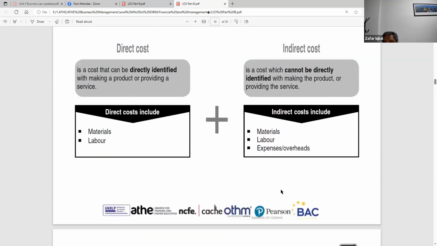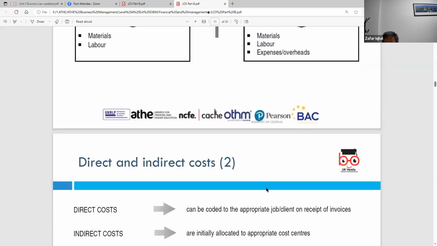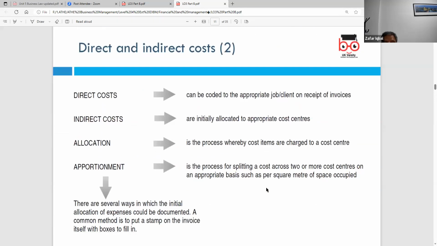Because otherwise, if you don't have light, how can you produce goods? If you don't have costs for looking at the advertisements, how can you sell your product? All right, do you understand? So the direct cost plus the indirect cost, when they are added together, are known as the total costs, okay? The total costs are added to your price of a product.